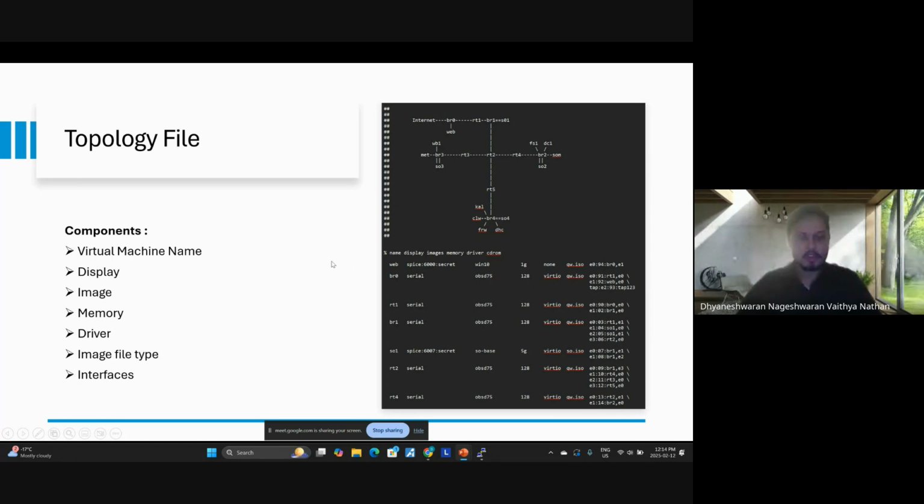And the different components of a topology file are virtual machine name, the display, and the image. The memory over here, by default the memory is in MB. If we want it to be in GB, we should specify it. And then the driver, and then the image type. We initially tried VMDK images, but it didn't work. So we converted it to ISO images, and then the interfaces.